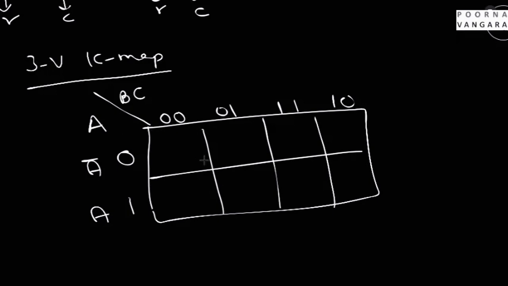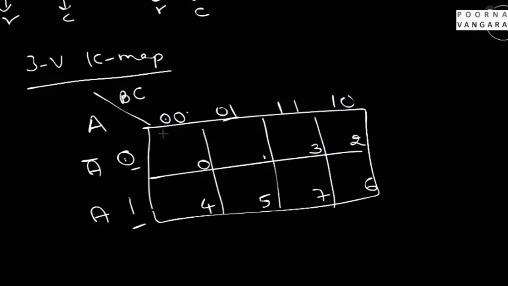Now this particular cell is nothing but 0, because 0 0 0 is 0. The next cell is 0 0 1, so that is the input combination of 1. The next one is 3, because 0 1 1 is represented by 3. Next 0 1 0, that is 2. Next 1 0 0 is 4. 1 0 1 is 5. Then 1 1 1, that means 7. And the last one is 1 1 0, this is 6.